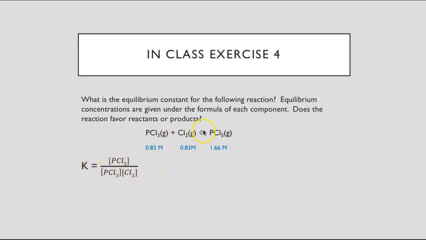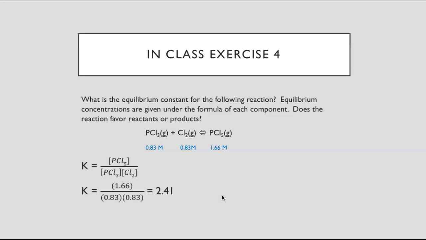So the equilibrium expression is going to be the concentration of PCl5 divided by PCl3 times Cl2. Remember, it's always products over reactants. So 1.66 was the concentration of PCl5, and then 0.83 was the concentration of both PCl3 and Cl2. So you get an equilibrium constant of 2.41.